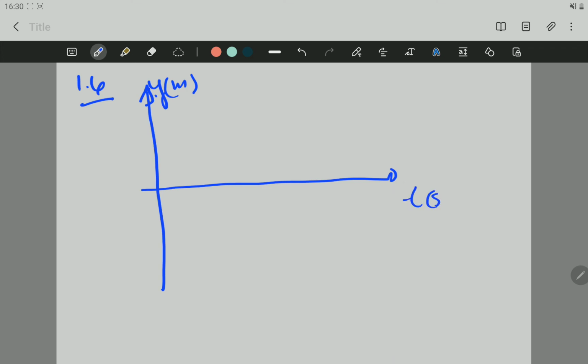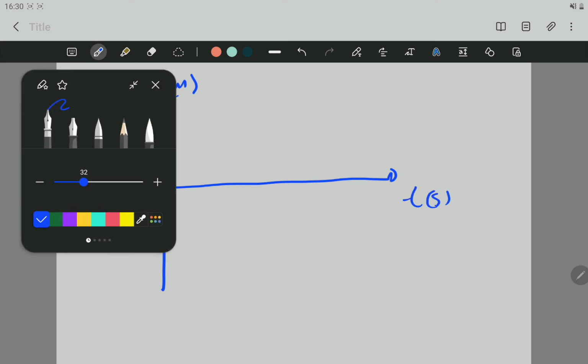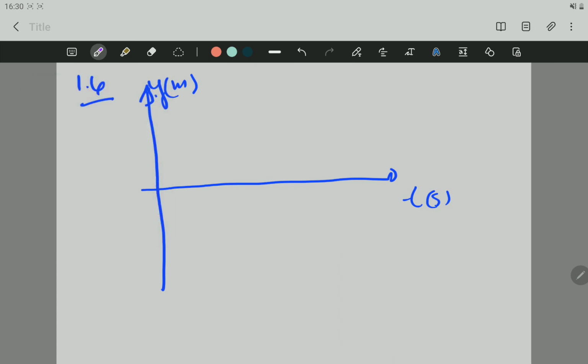Here, this is 1.6. We need the two axes. Okay, there is the y-axis, which is the position, in this case in meters, and here is the time in seconds. Okay, so where is the ball initially? It is at the building, which is 5 meters height. This is 5 meters. This is 0, and this also represents the ground. So you must remember the x-axis is like the ground.